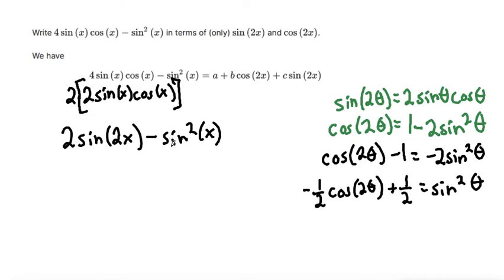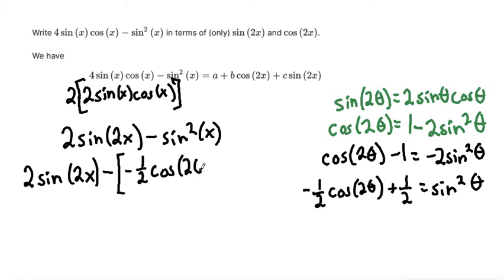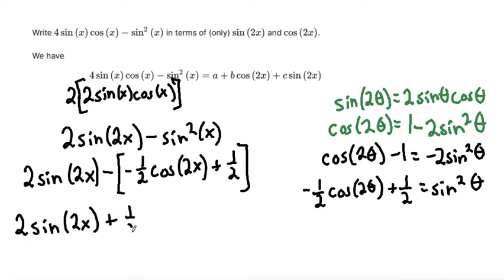Okay, so my sine squared of theta is equal to all this. If I substitute that in for my sine squared, I get 2 sine 2x minus, and then I'll use a bracket, minus 1/2 cos 2x, plus 1/2. And next I'll distribute in my negative sign. So that gives me 2 sine 2x plus 1/2 cos 2x, and then minus 1/2.